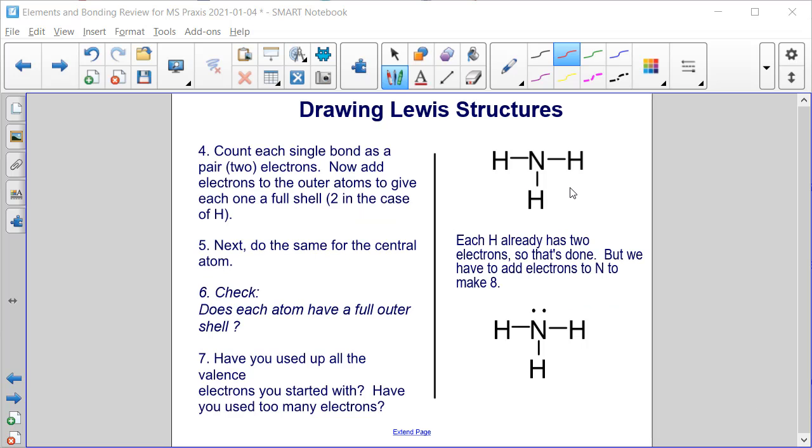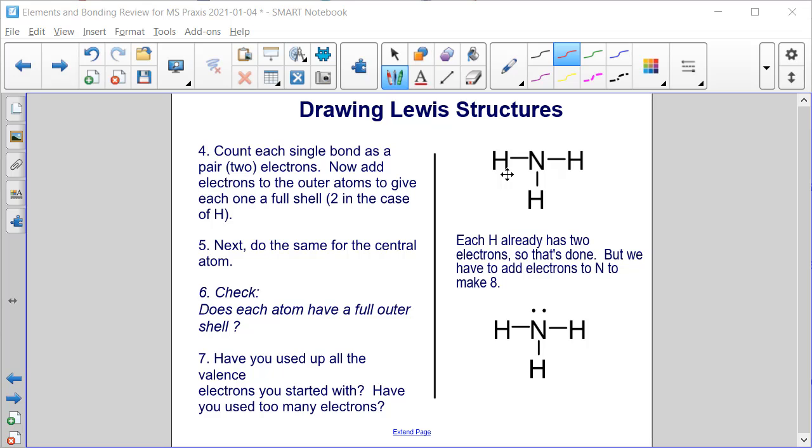Each one of these single bonds is a pair or 2 electrons. So right now, each hydrogen has 2 electrons. 2 here, 2 here, and 2 here. And the central nitrogen has 6 because there are 3 bonds, so 2, 4, 6. We add electrons to the outer atoms to give each one a full shell. We have to remember our exceptions, right? Hydrogen doesn't need 8, it only needs 2. So each of these hydrogens is already stable with a full shell of 2 electrons.